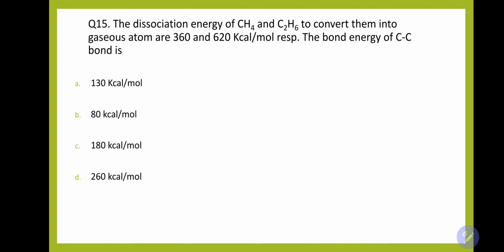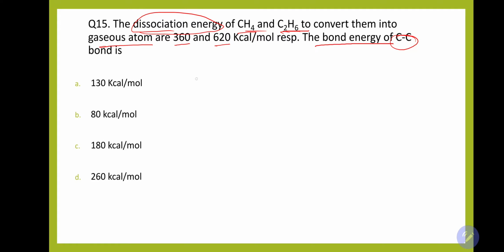Now the next question is, the dissociation energy of methane and ethane to convert them into gaseous atoms are 360 and 620. They have asked you to find the bond energy of the C-C bond. Okay, how to find this?